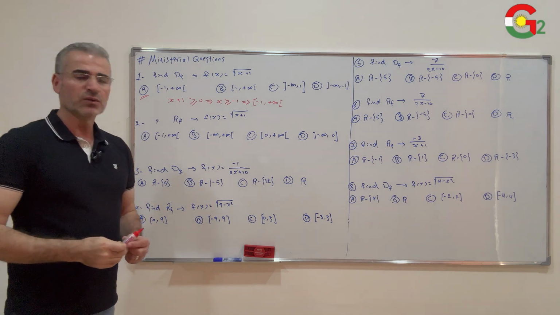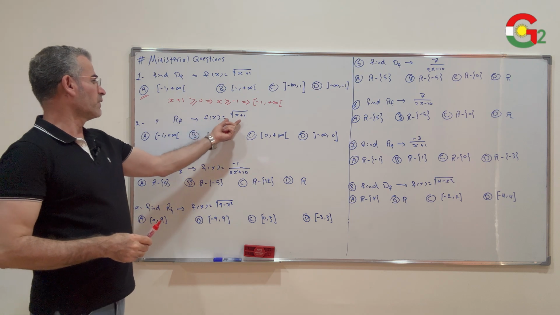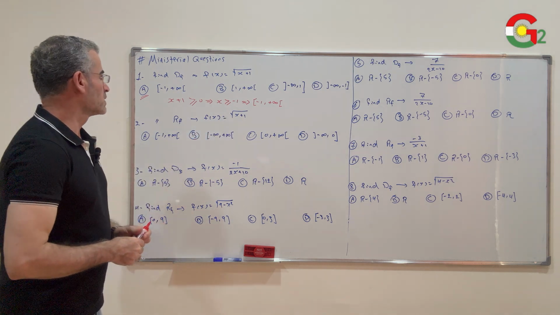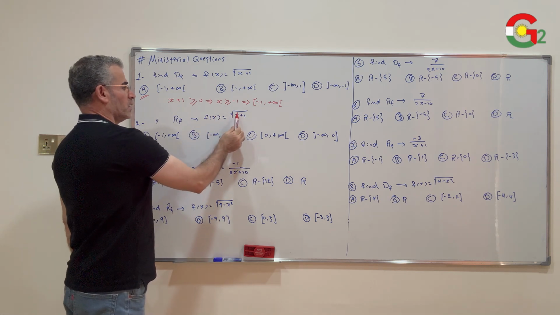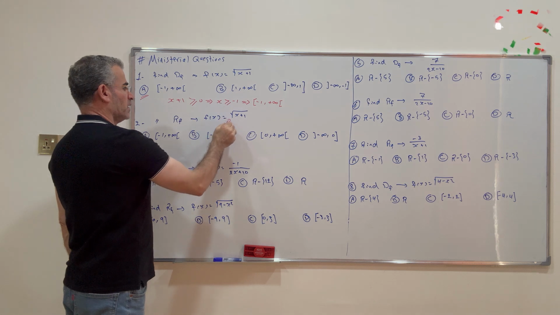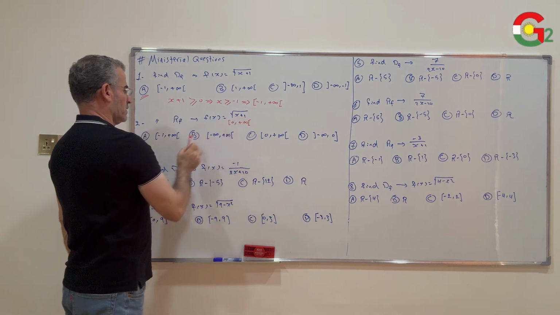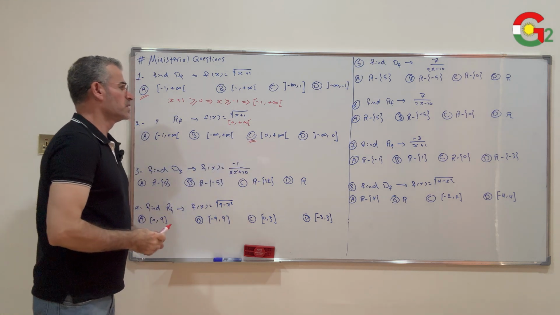Question number 2, find the range of the function f where f of x equals the square root of x plus 1. The range of the square root, since it is preceded by a positive sign, is 0 to positive infinity. Choice number C.